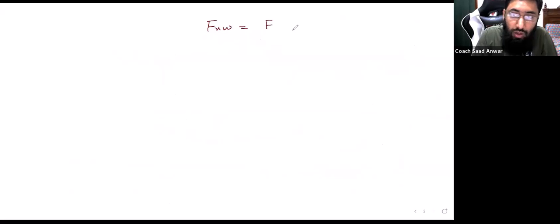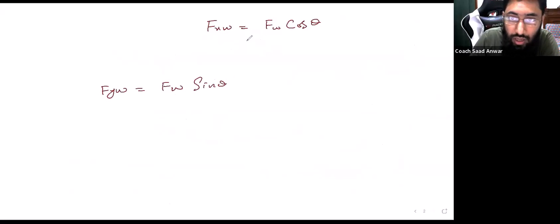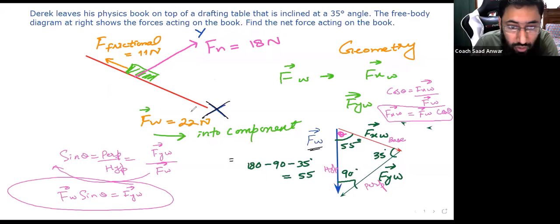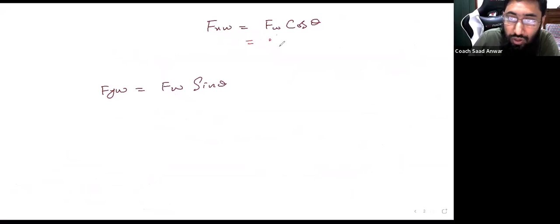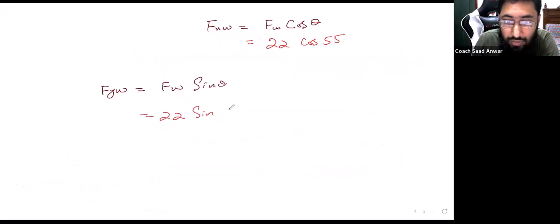Fxw is equal to Fw cos theta. Fyw is equal to Fw sine theta. And Fw is a vector quantity, and its value, you can see, is 22 Newton, and the angle is 55. Do not put 35 here, put 55. So 22 cos 55, here 22 sine 55. When you use a calculator, you will be getting 13 Newton here, and here you will be getting 18 Newton. So Fyw is 18 Newton, Fxw is 13 Newton.